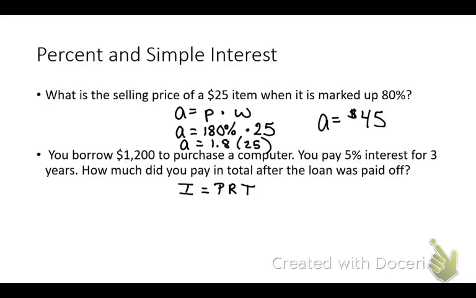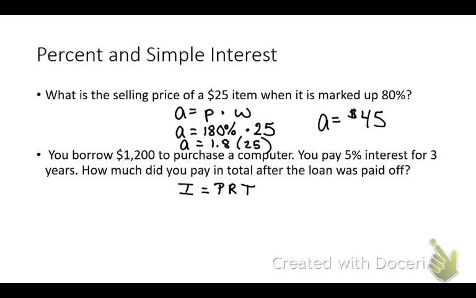What does R stand for? Rate as a decimal. What does T stand for? Time in years, not months. So it says, how much did you pay in total after the loan was paid off? We're going to pause here for a minute. I want to see if you can plug in the numbers, and you can go ahead and solve the problem also if you feel confident. Go ahead and plug in your numbers, where they go in the formula, and answer the question.